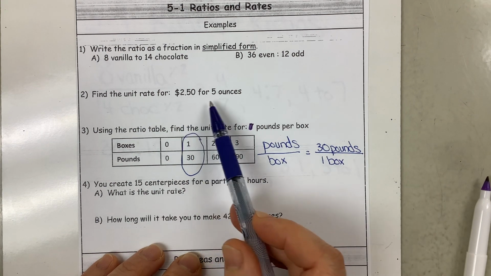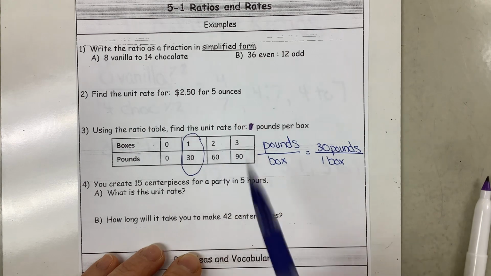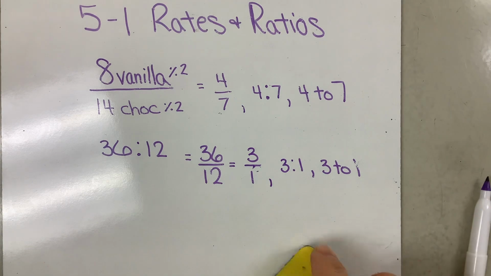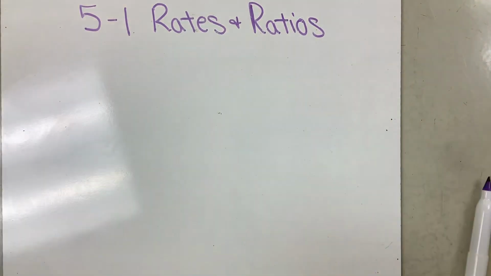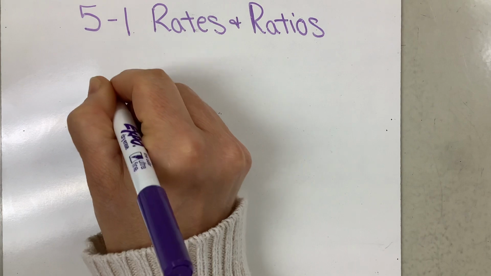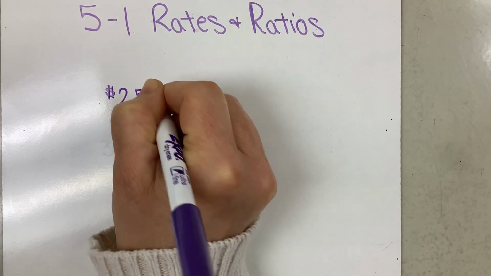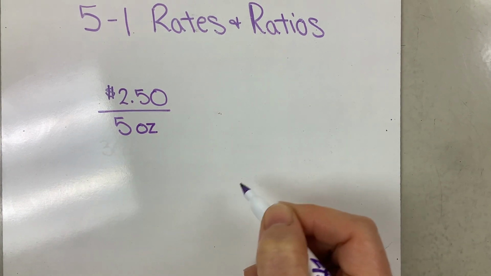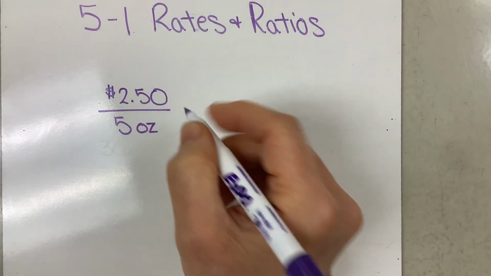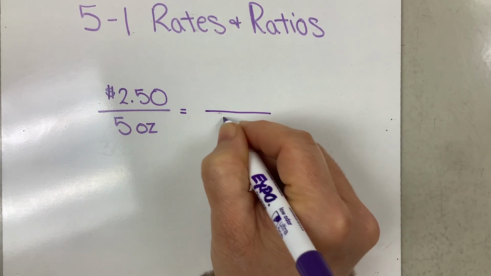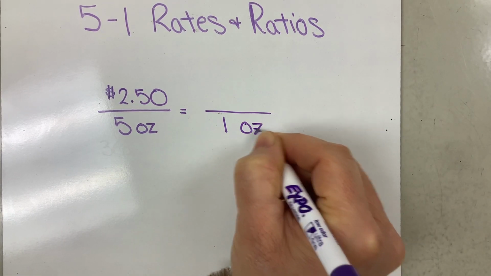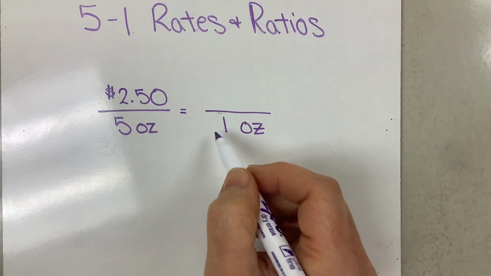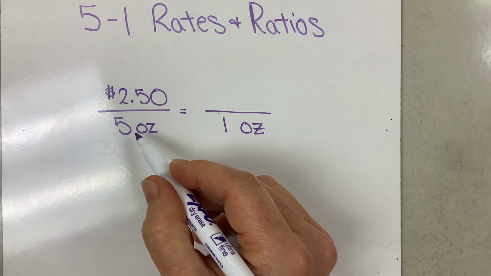Now we're going to go back and find the unit rate for number 2, because I skipped that. So number 2 says we're going to find a unit rate for $2.50 for 5 ounces, and the abbreviation for ounces is OZ. So what we need to do is get a 1 in the denominator since we want a unit rate. We can see that we're just going to divide this by 5 to get that.